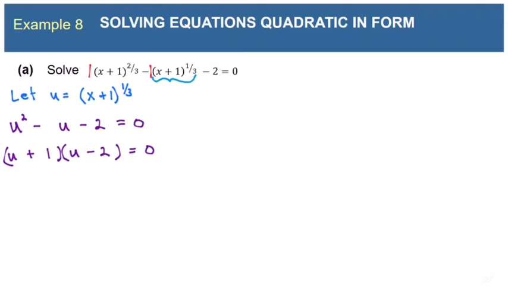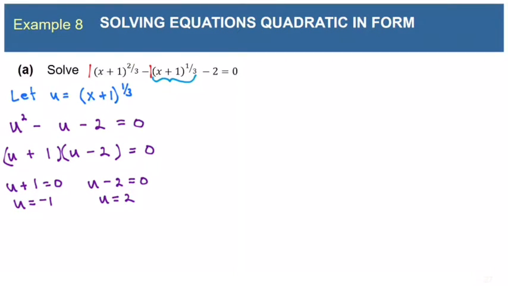And now we will get two solutions from this. u plus 1 equals 0 gives us u equals negative 1. And u minus 2 equals 0 gives us u equals 2. But those are not the final answers because these are values of u, and we're supposed to be solving an equation with x's. So we need to plug these u values into our substitution that we made up.